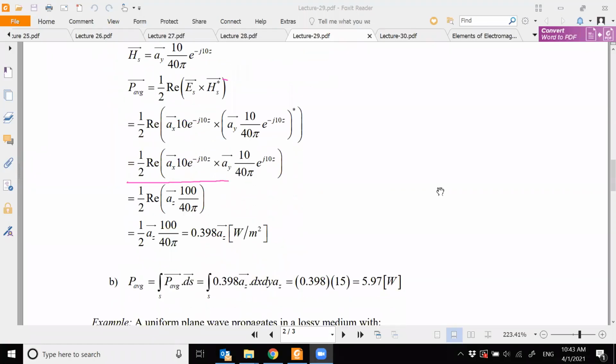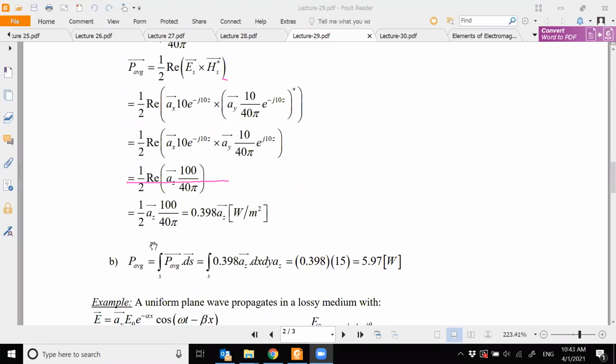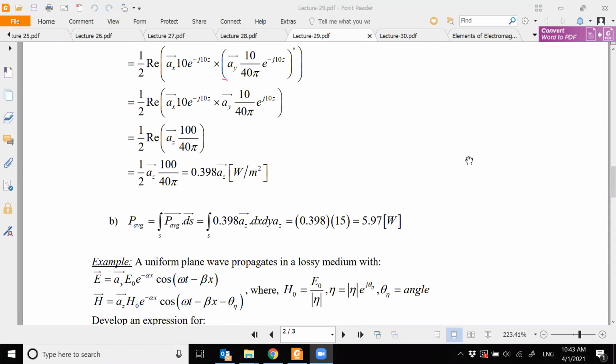Now, after this, you will just simplify it. This is my average Poynting vector, 0.398 a_z watts per meter square. Now we need to integrate it over the rectangular area. So if we integrate it over the rectangular area, what I'm getting is 0.398 a_z times dx dy a_z. Since our average Poynting vector is uniform, I do not need to do this integration.